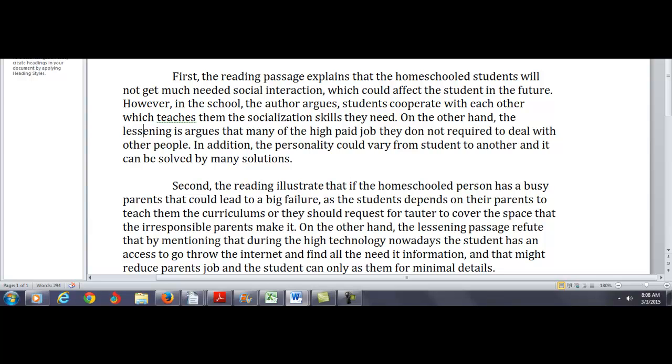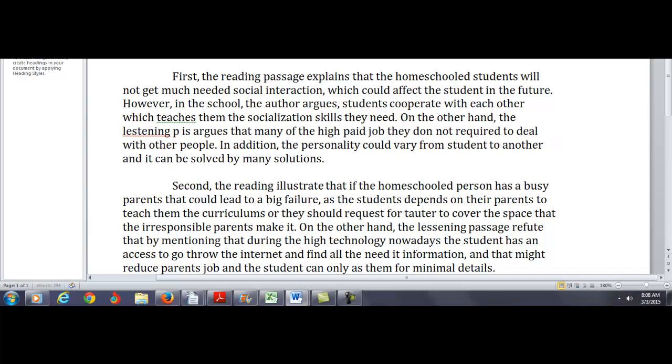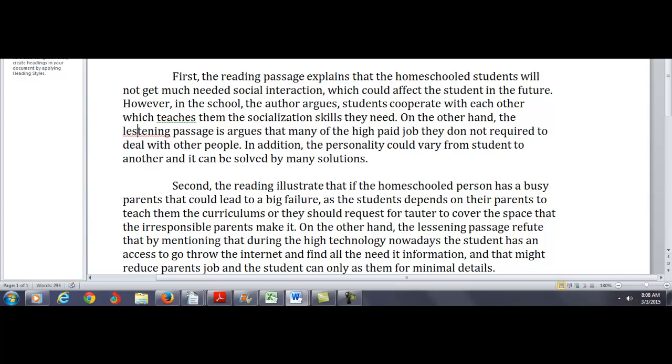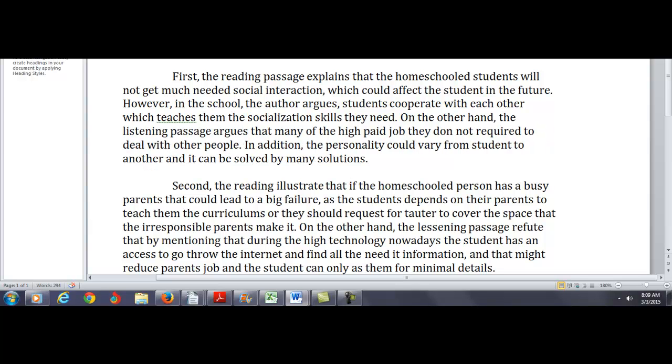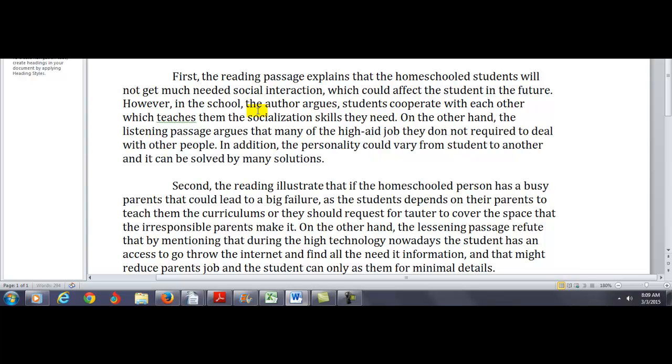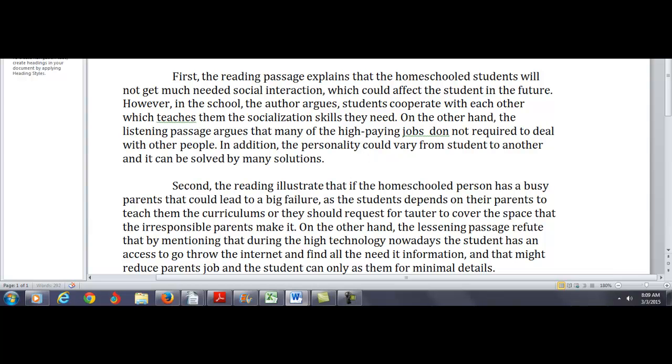Lessening, you can't use that word. That's a totally different word than what you're looking for. You can say here, the listening passage. You can't say "is argues." If you say "is," then you have to say "arguing," but you don't even need that. You can just say the listening passage argues that many of the high-paying jobs. And once you say jobs, you don't have to say "they." It's not necessary.